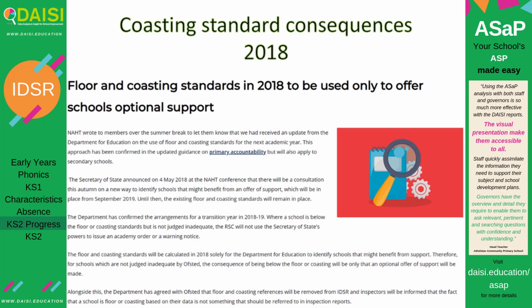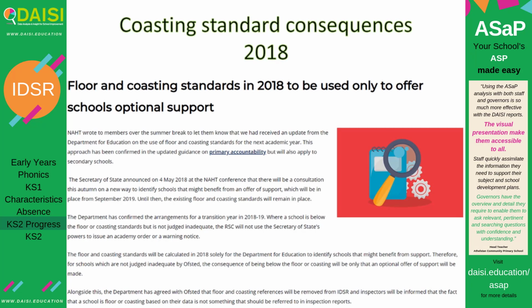In 2018, Ofsted are not going to take into account floor and coasting standards. This will be exclusively something to do with the Regional Schools Commissioner. It's no longer on the front page of the IDSR, for instance. It is no longer going to be used to issue an automatic academy order. Only an inadequate Ofsted judgment will do that.